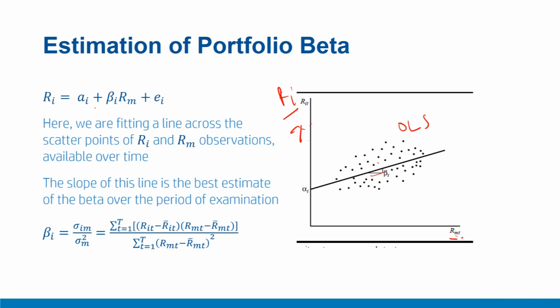Now, once you have this kind of expression, the value of beta is very easily computed in the form of this expression, which is nothing but sigma im, the covariance between security i and m, divided by sigma square m, which is the variance of the market. This is nothing but the summation over t equal to 1 to T of (RIt minus RIt bar) into (RMt minus RMt bar), divided by the summation over t equal to 1 to T of (RMt minus RMt bar) raised to the power 2. So this is the expression which is driven by this regression model.